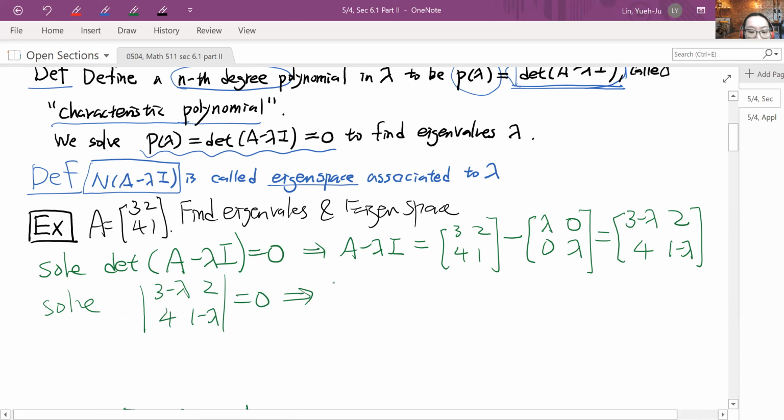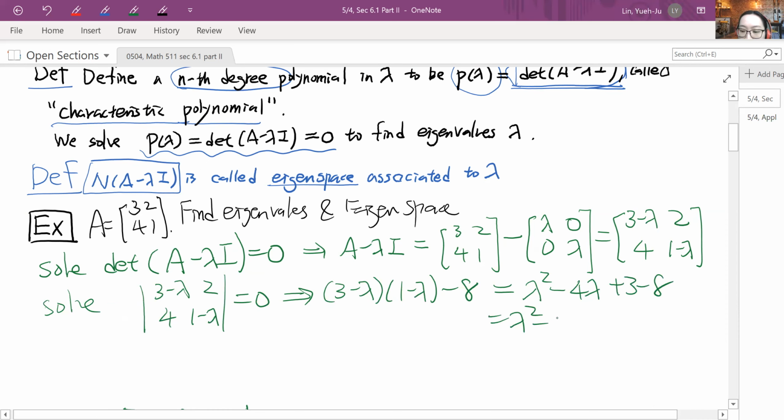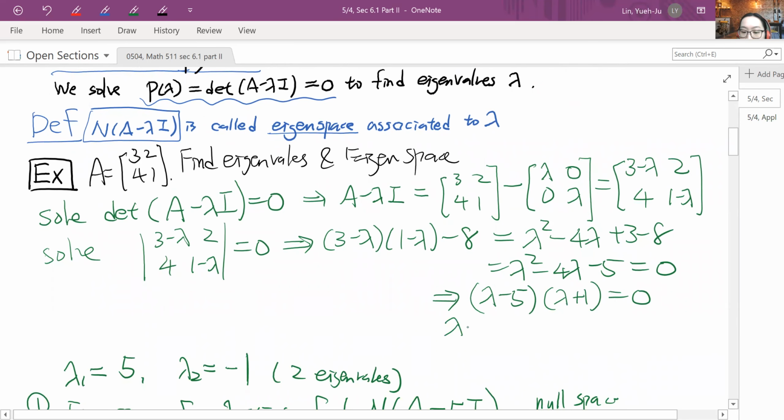We just calculate it. That's how we form the characteristic polynomial, so you have to expand the whole thing. This would be lambda squared minus 4 lambda plus 3 minus 8. You want this to be 0. If you stare at this, most of the time you should be able to do a nice factorization. This turns out to factorize into lambda minus 5 and lambda plus 1 equals 0. We saw this last time already, but I just want to repeat it.